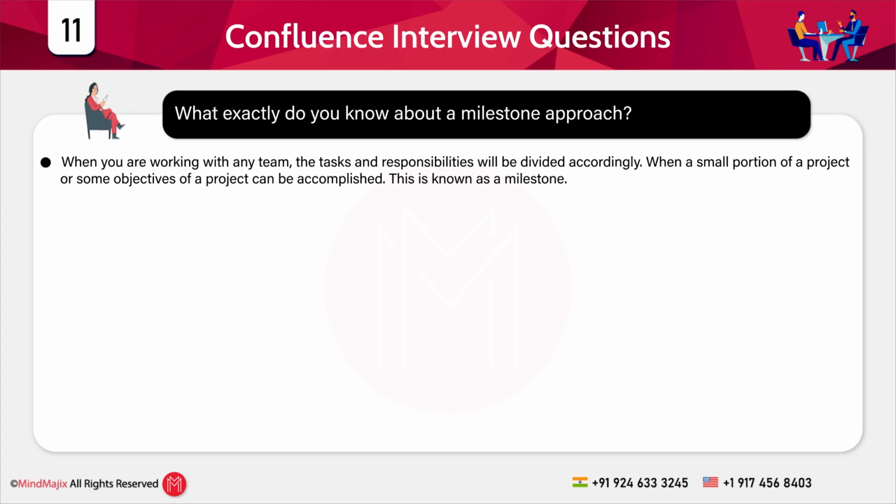So when you're working with any team, the task and responsibility will be divided accordingly. Obviously, when you are working in a big Agile team, I have told you the tasks and responsibilities are divided. So we break it down, right? When a small portion of a project or an activity can be accomplished, this is a milestone. Just for example, I told you at the start, we had a metro which we were building between Huda City Center and Subhash Chowk, right? That was an 8-kilometer metro distance. So what was the milestone? The milestone was to achieve that entire metro.